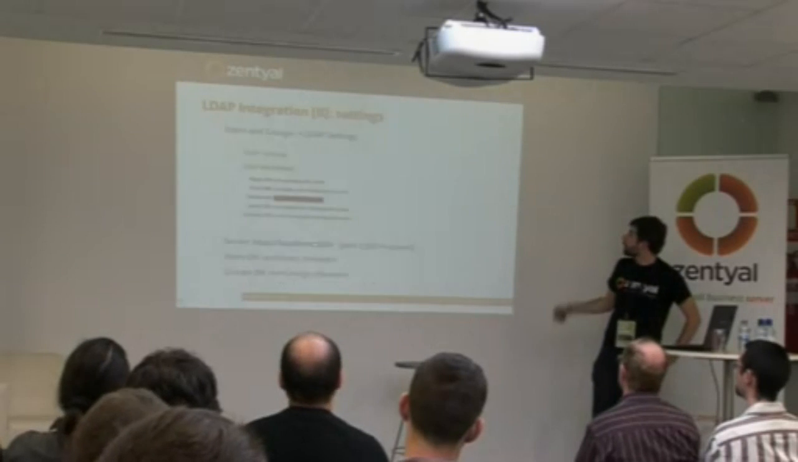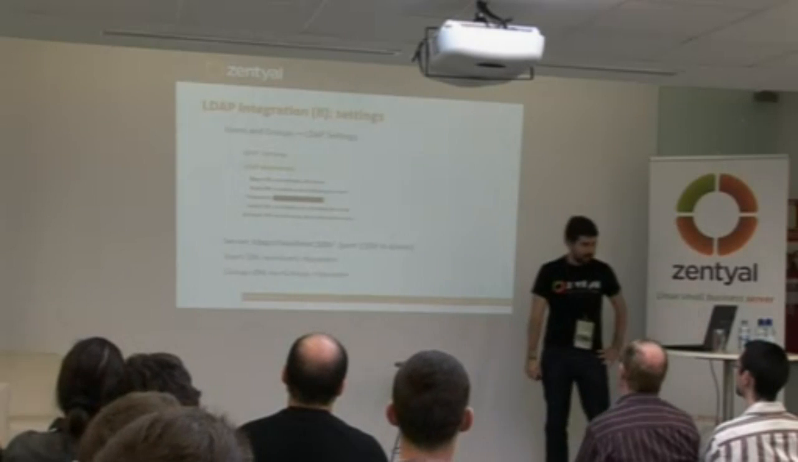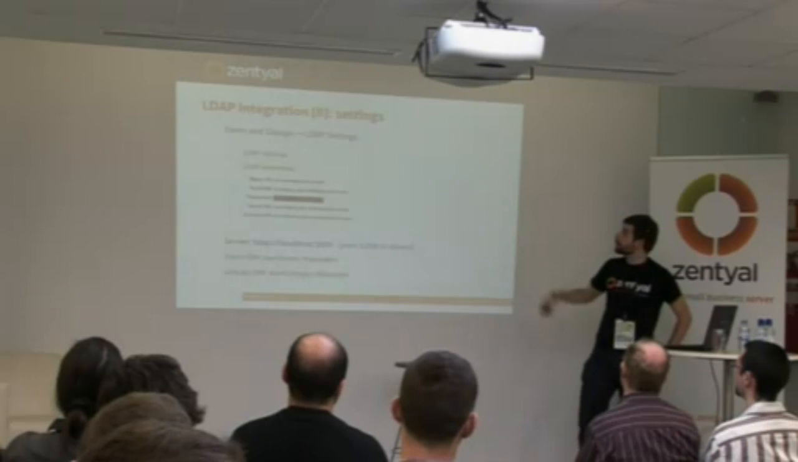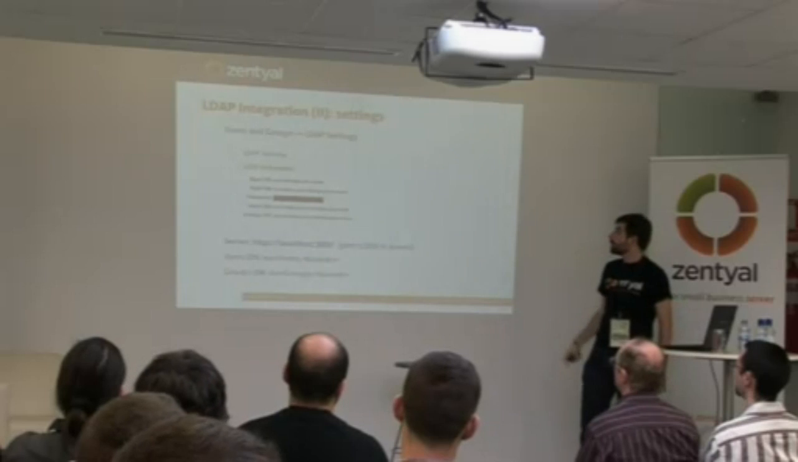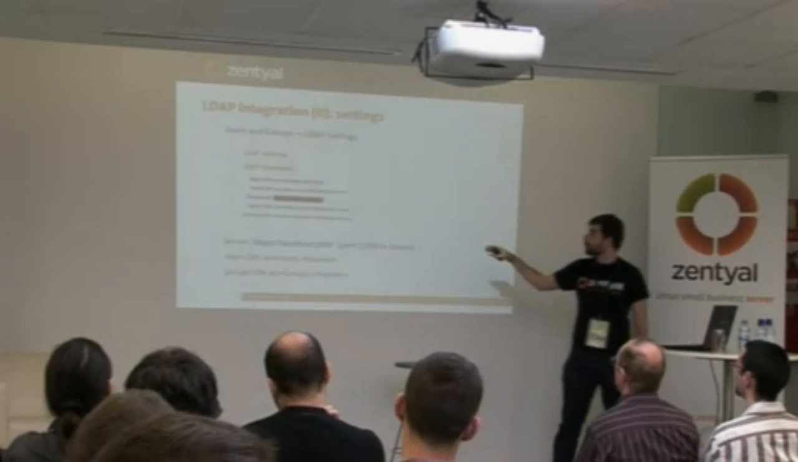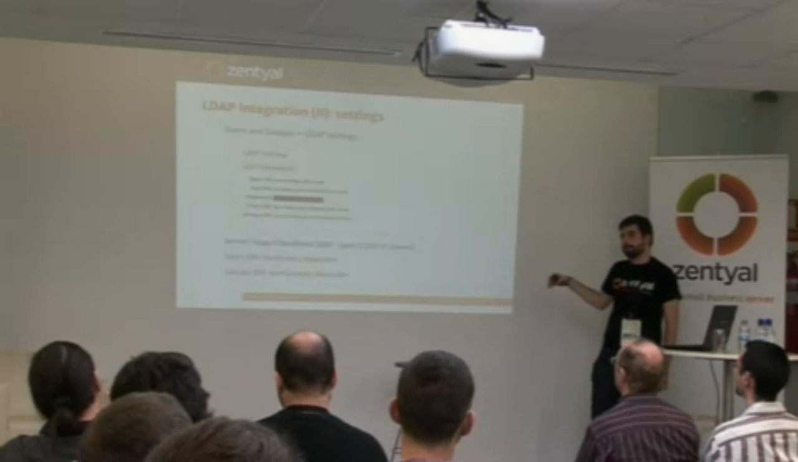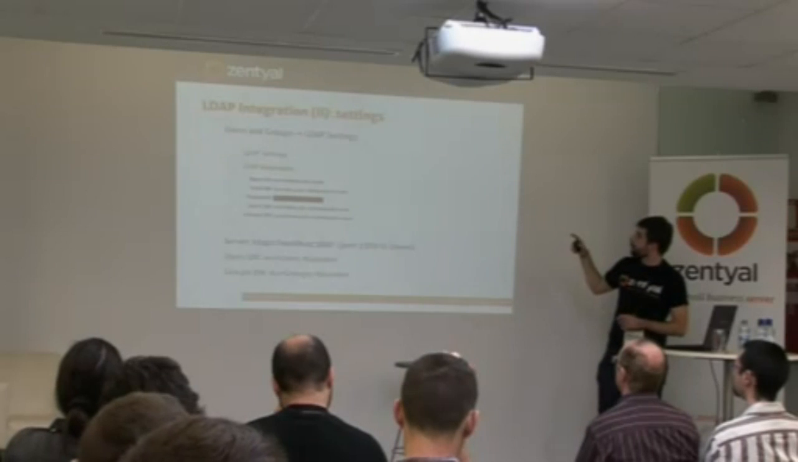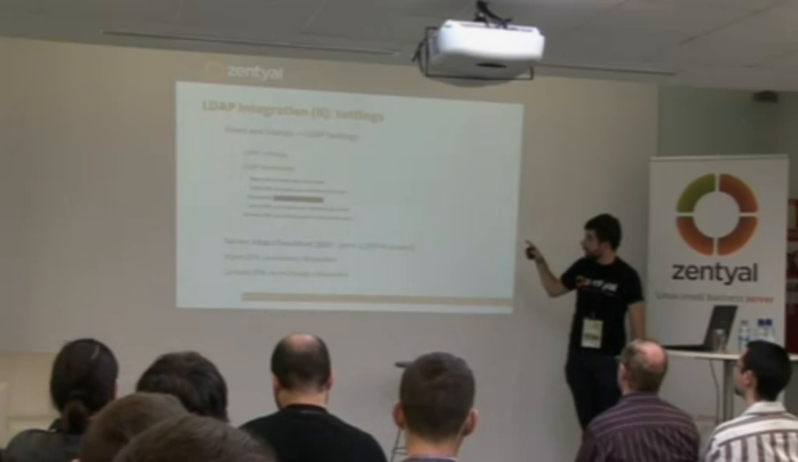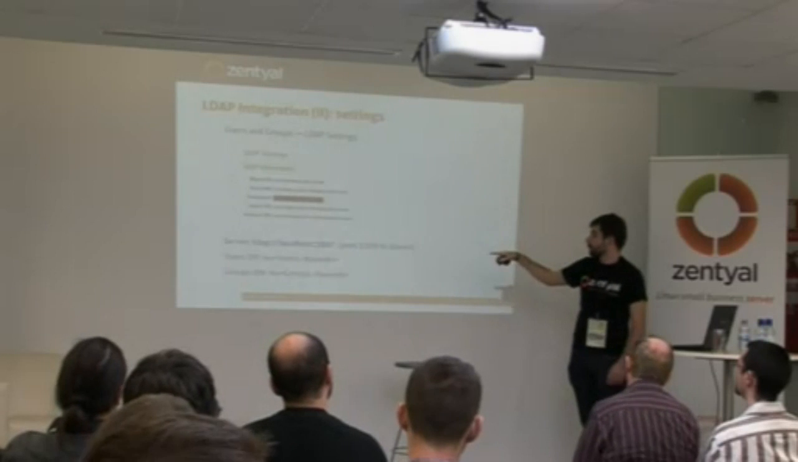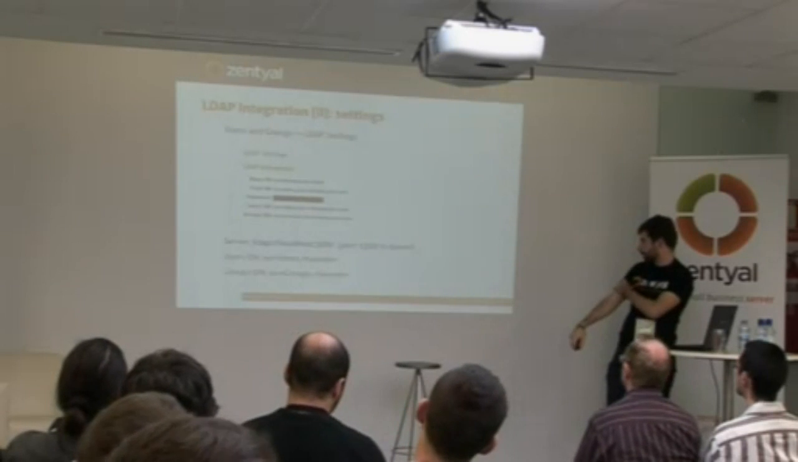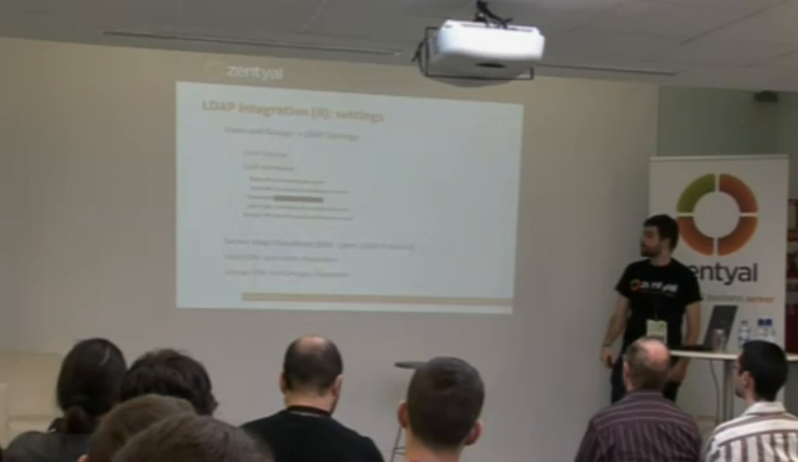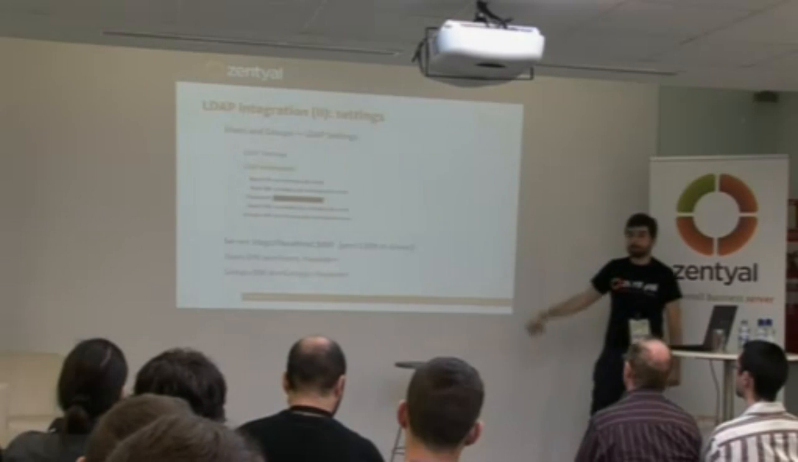Let's see an example. In Users and Groups, this is the Zentyal interface. In the menu, Users and Groups, LDAP settings, you have here all the data you need to configure a third-party application, a backend or whatever. The only data you don't have there is the server, which is localhost, or the IP if you are not on the same host, and the port, which is 389 for a master and 1389 for a slave.